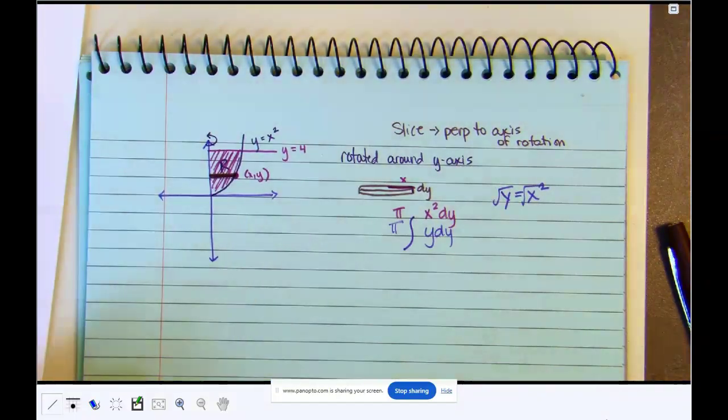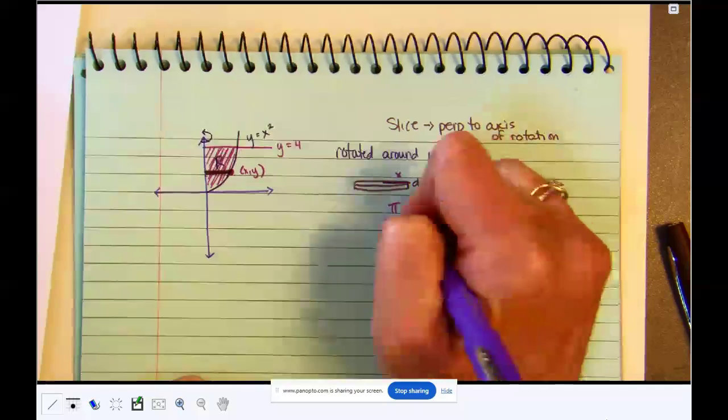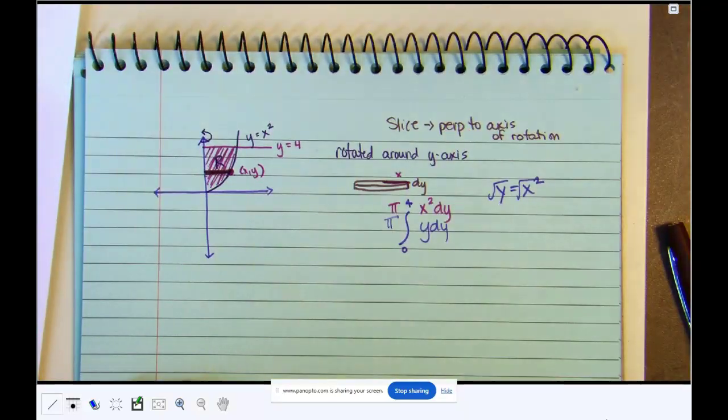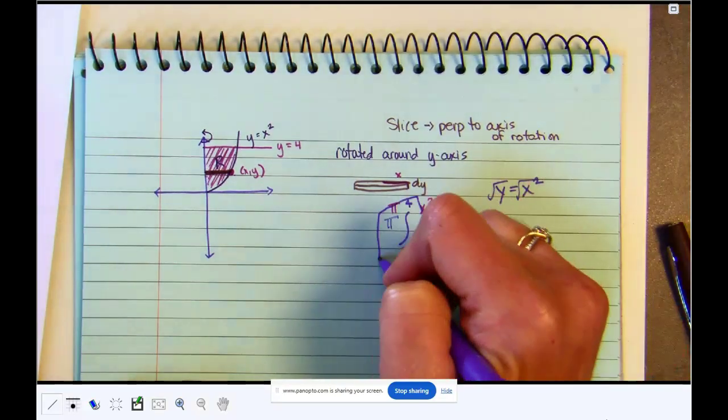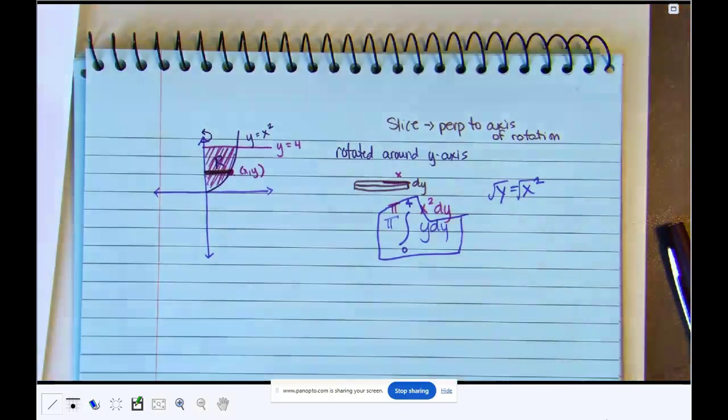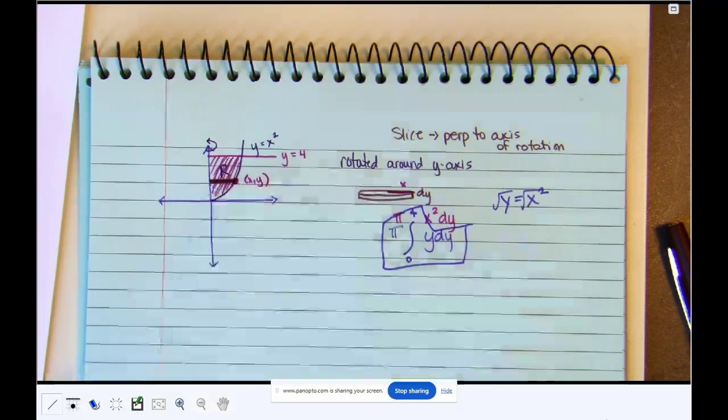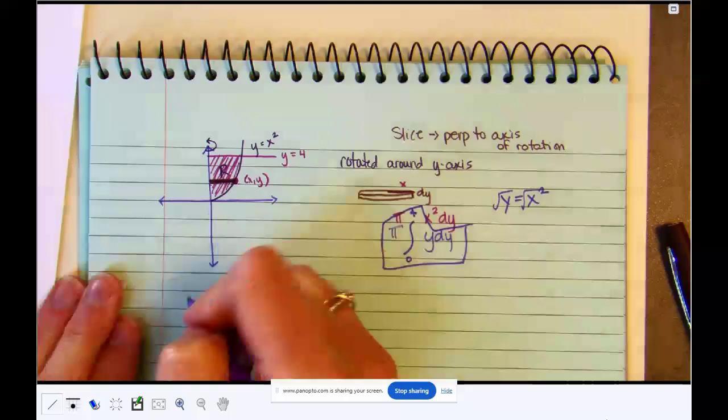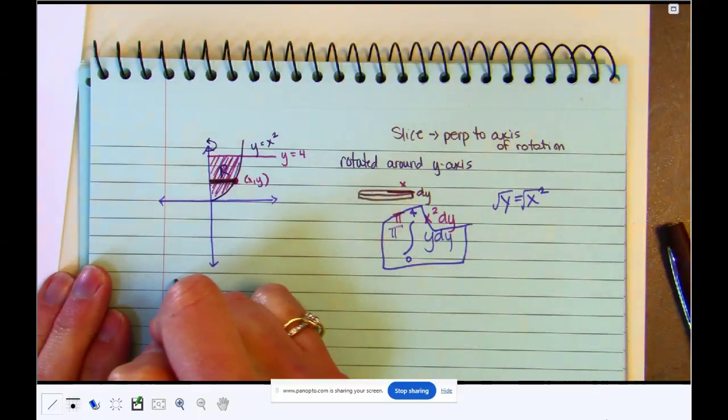Now, what are my bounds of integration? 0 to 4. Why is it 4? Because it's a y value. I want you to do this one without your calculator also, because it's easy. How's the radius just x instead of x squared? Okay, so I want you to think about this.